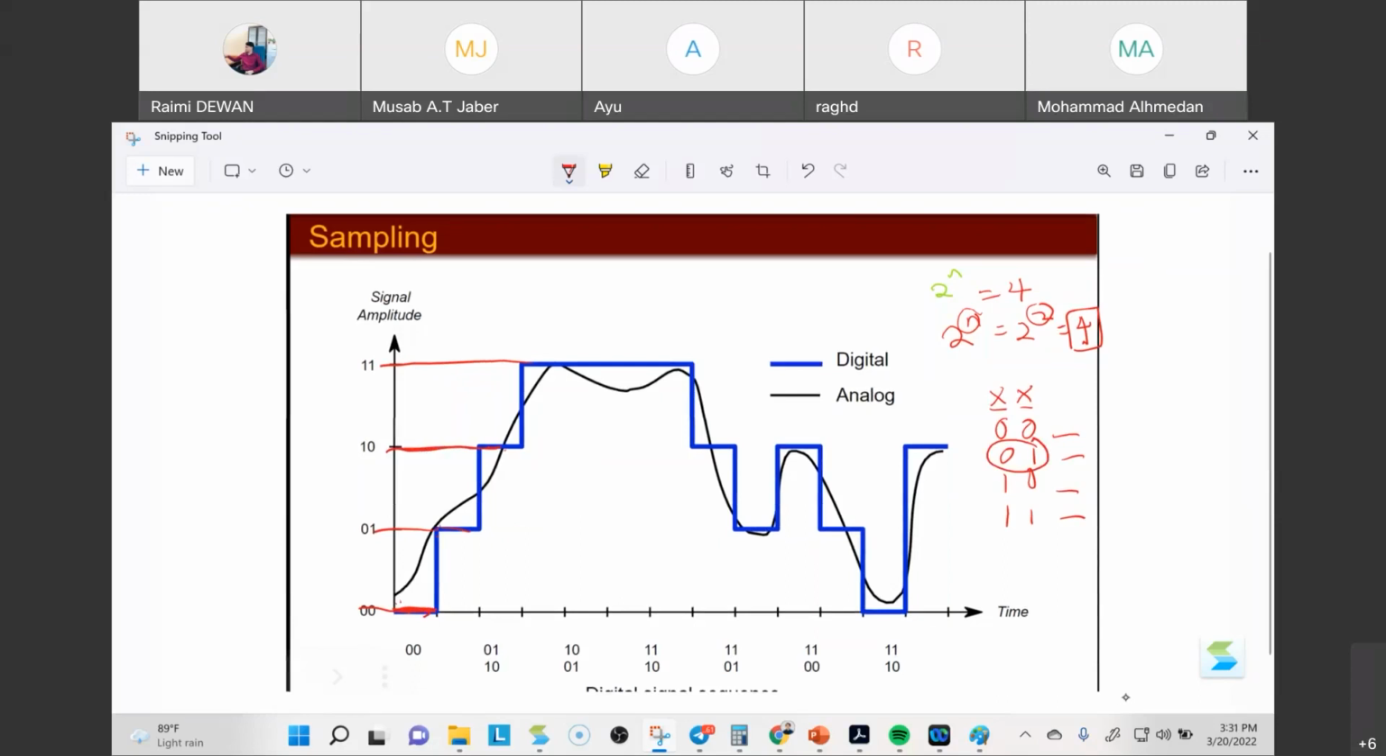So this is the sampling. Instead of having a lot of range of values, you will only have 4 values, whether it is 0 0, 0 1, 1 0, or 1 1.